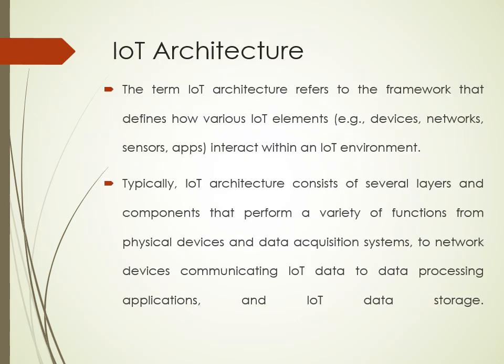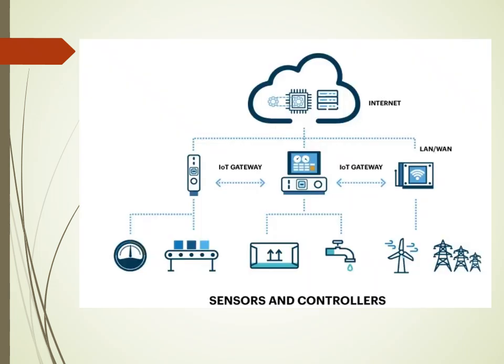The main thing when we want to understand IoT is that we should have a proper understanding of what an IoT architecture is. Okay, the term IoT architecture refers to the framework of how the IoT elements interact within an IoT environment. The IoT architecture consists of several layers and different components that perform a variety of functions, from physical devices and data acquisition systems to network devices for performing data processing applications, data storage applications, and end-to-end applications.